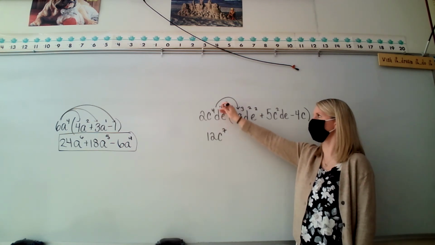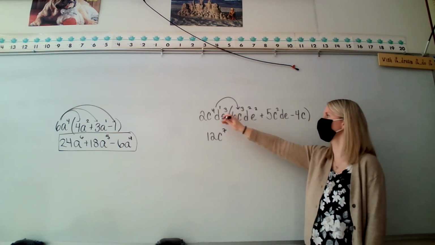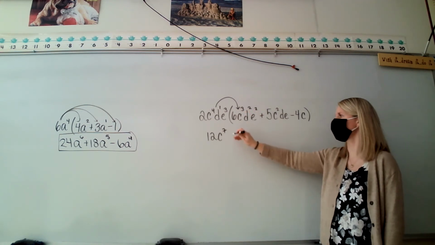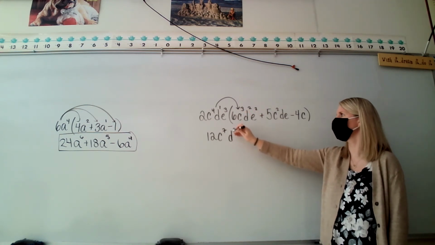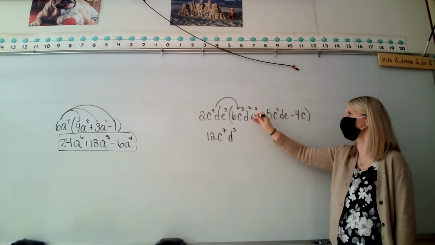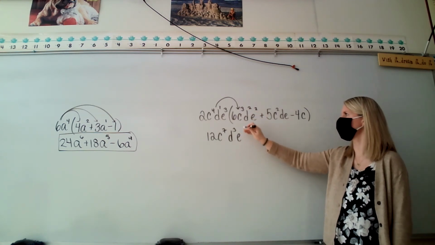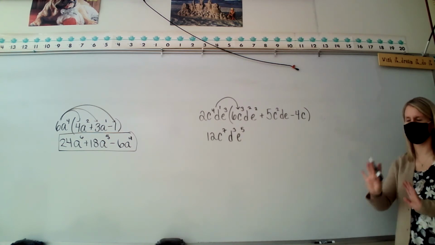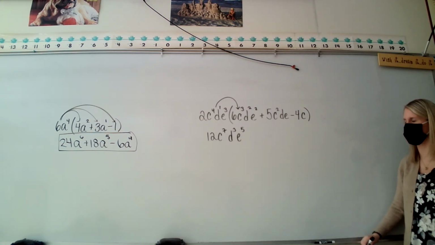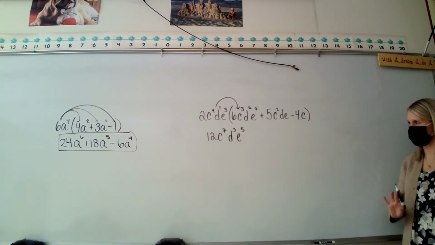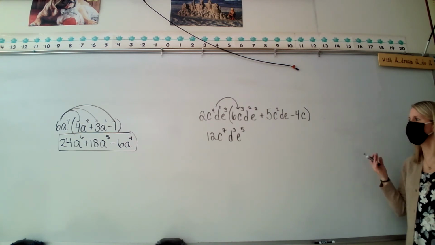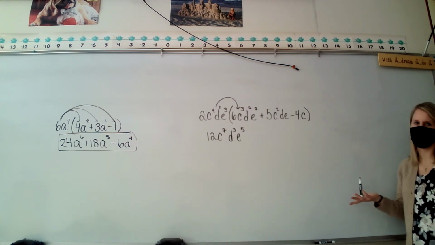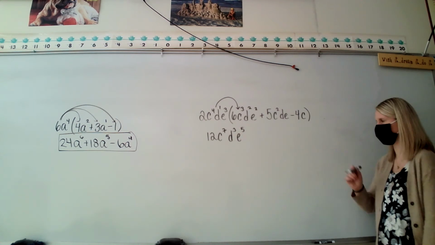D, I'm going to throw 1 there just to remind myself. D to the 1st times D squared is D to the 3rd. And E to the 3rd times E squared is E to the 5th. Okay, so I just do one thing at a time. If you start looking at the next part, then you really get confused. So that outside term times the first term, I just went through basically each base and said, what could I combine, and went from there.